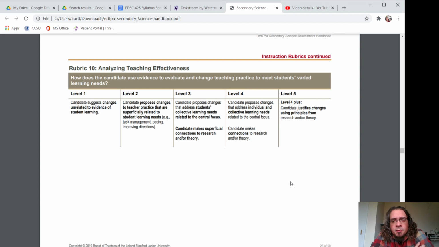Okay, but if we deal with the first paragraph now between level 3 and 4, the difference is going from the candidate proposes changes that address students' collective needs related to the central focus, to individual and collective learning needs. So you saw this pattern before in task 1 rubrics as well, where you're moving from the overall teaching to the class as one large group to meeting individual needs while also meeting the more collective learning needs.